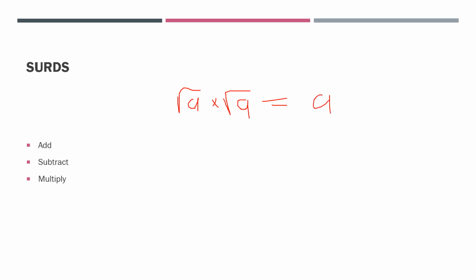Okay, let's say for example you have the square root of 3 multiplied by the square root of 3. So basically we normally know that the answer will be 3. So let's now see what happens if we divide the surds. Let's say for example we have the square root of a divided by the square root of a.